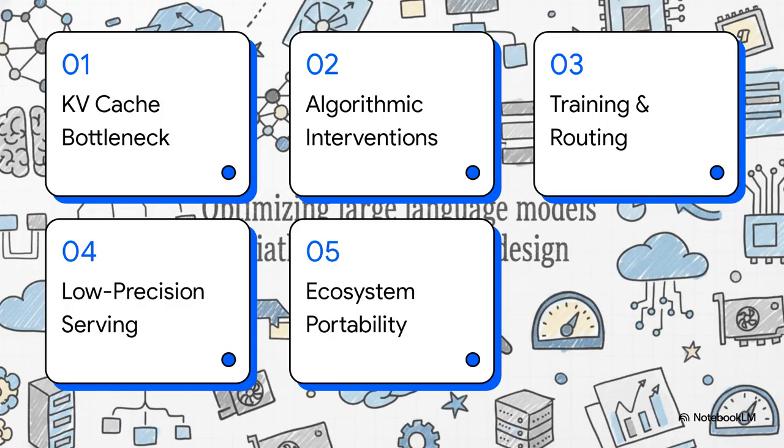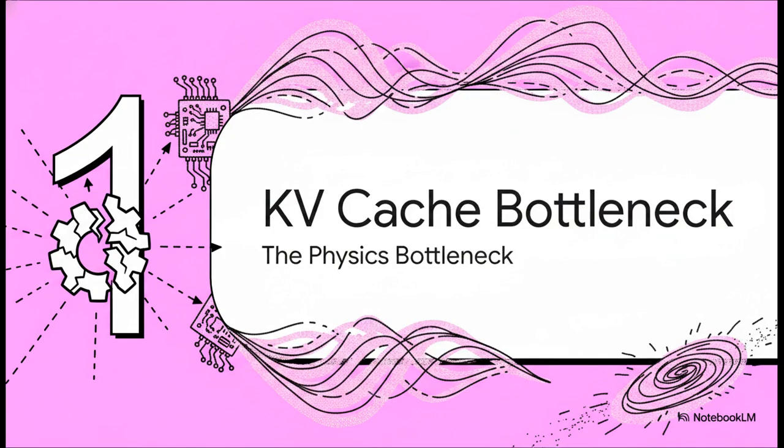Before we jump in, here's our syllabus for today. First, the KV cache bottleneck. Second, algorithmic interventions using MLA. Third, training and routing systems. Fourth, hardware-aware, low-precision serving. And finally, architectural portability. All right, let's start with Section 1, the physics bottleneck.